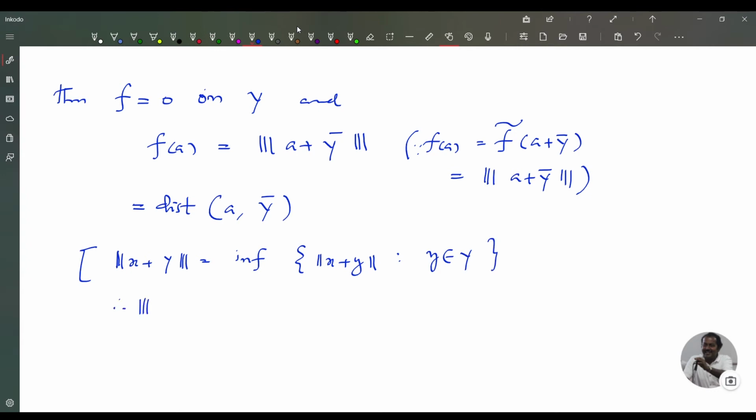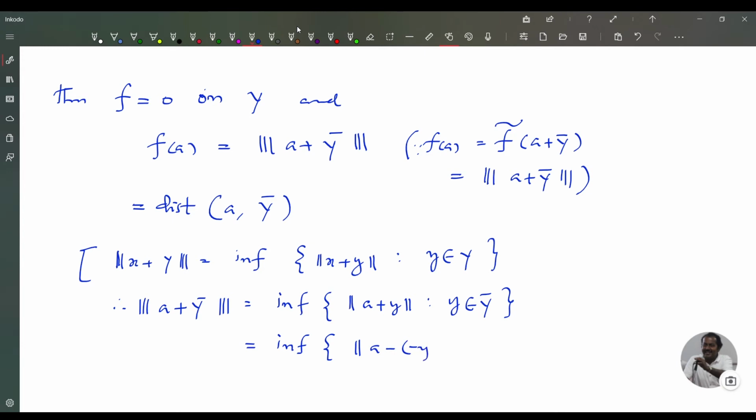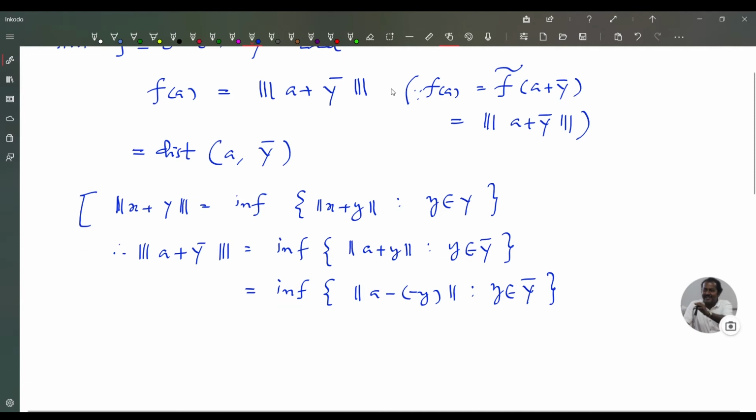Therefore, the quotient norm of a plus Y closure is the infimum of the norm of a plus y such that y belongs to Y closure. So this is nothing but the infimum of the norm of a minus y such that y belongs to Y closure, or minus y belongs to Y closure. So this is nothing but the distance between a and Y closure.